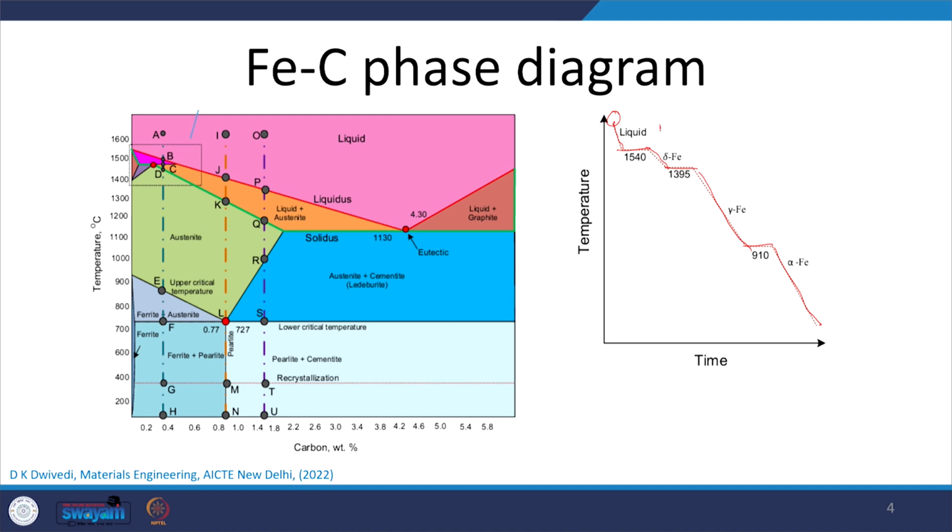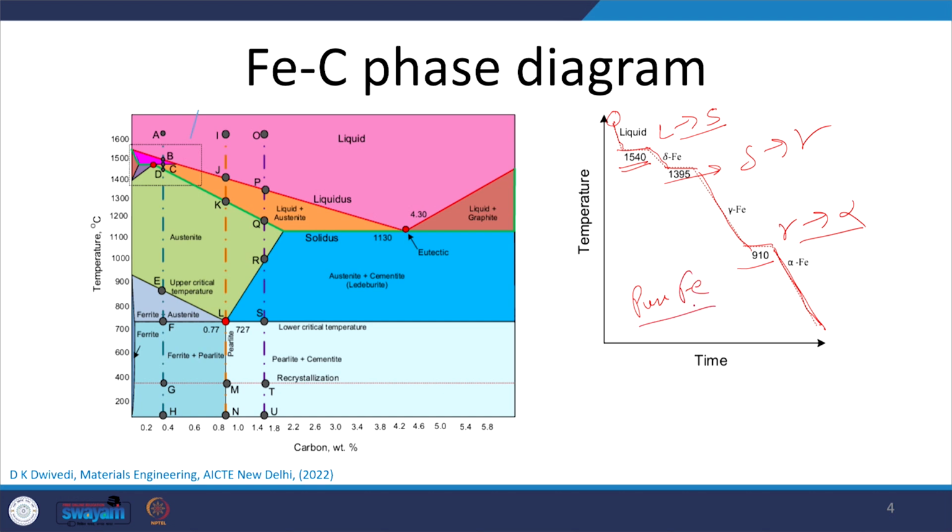One is the liquid to solid state phase transformation, which occurs at 1540 degrees centigrade, then at 1395 the delta ferrite transforms into gamma, that is the austenite, and then at 900 the gamma transforms into the alpha, that is the alpha ferrite. That will be maintained till room temperature. That is what happens in case of pure iron.